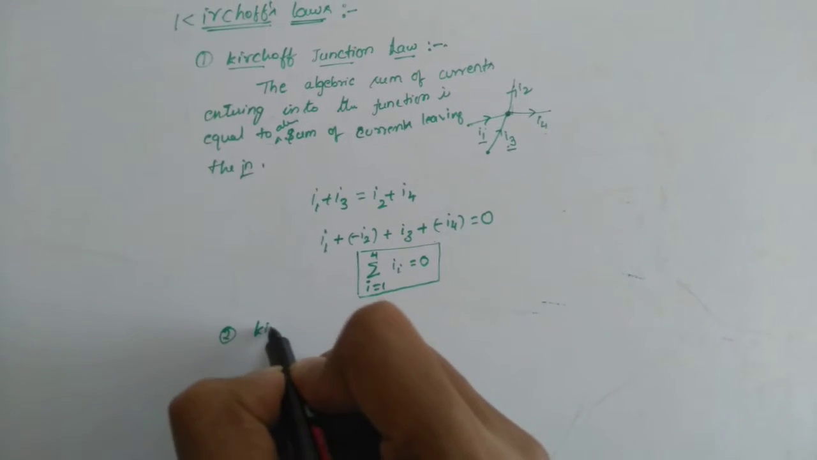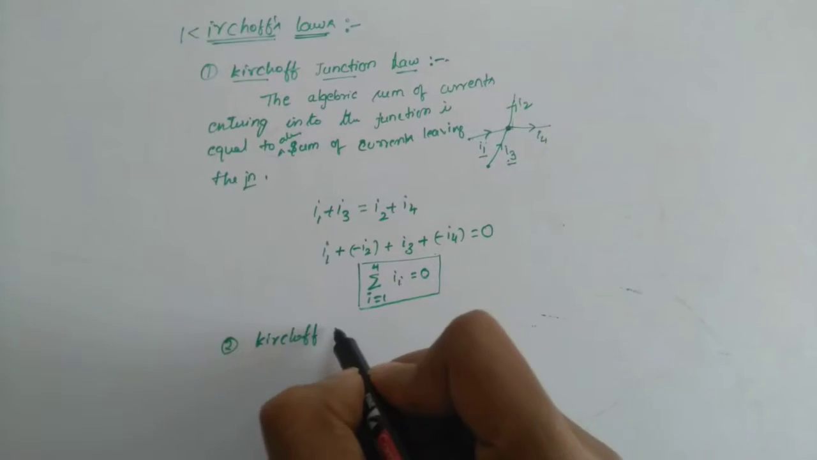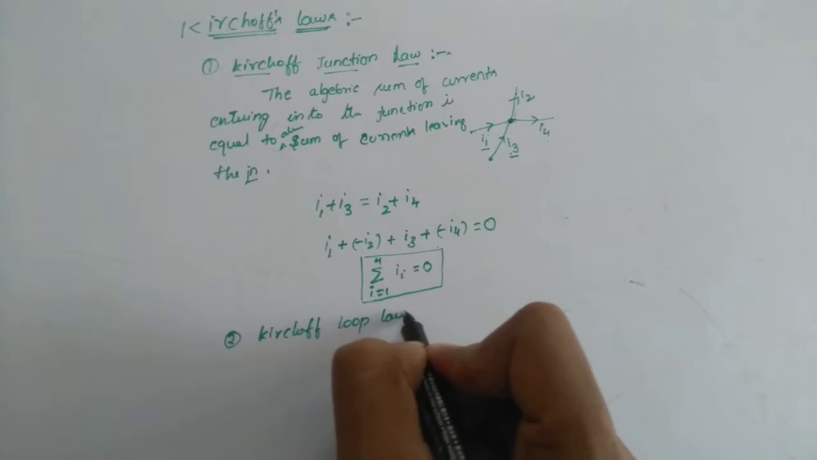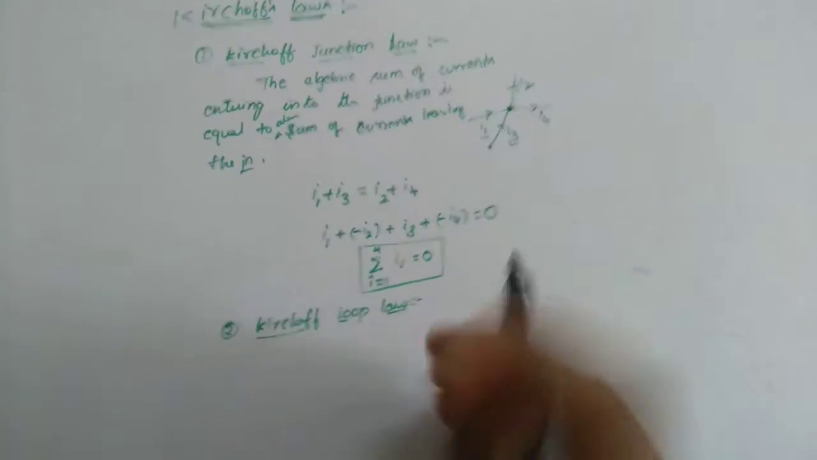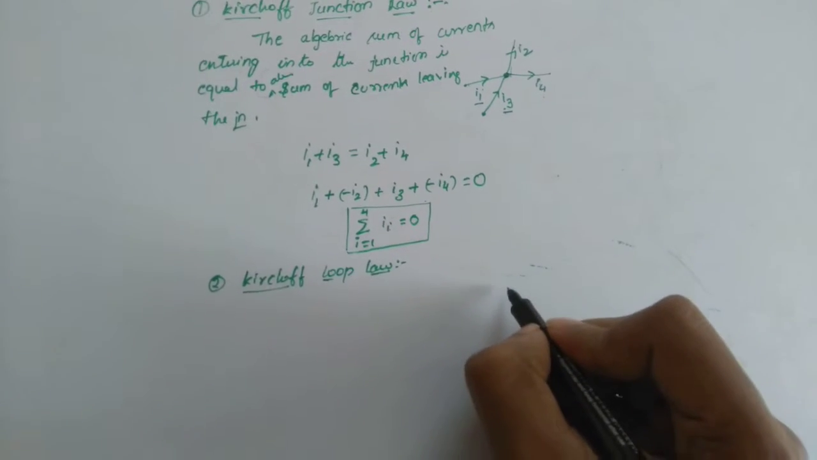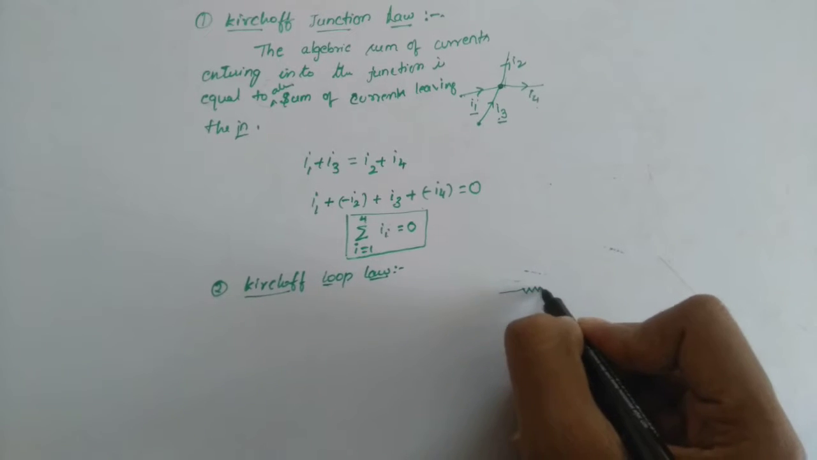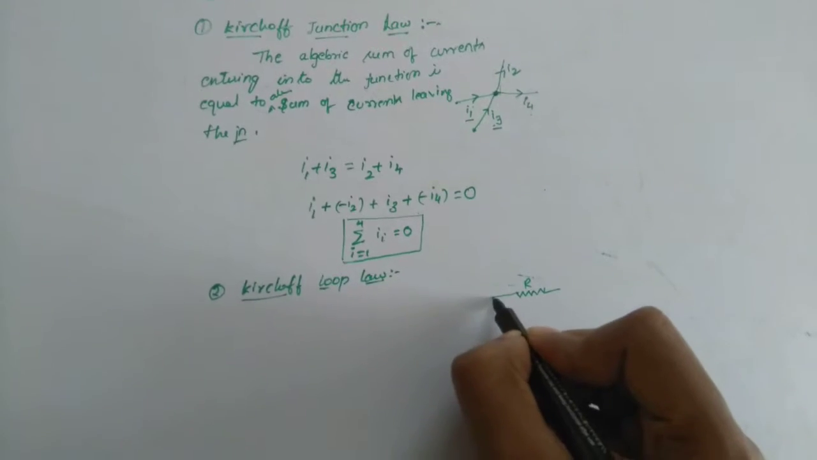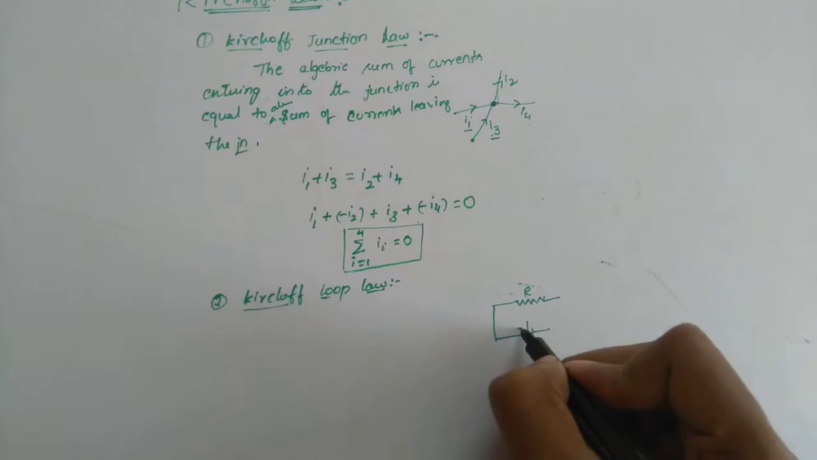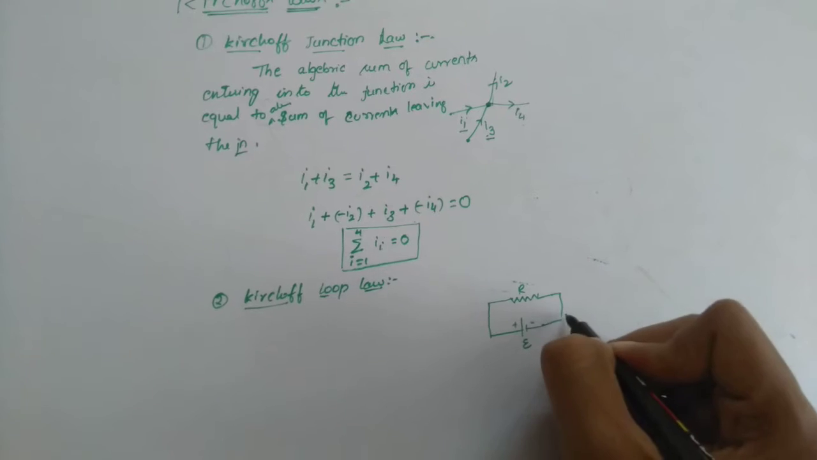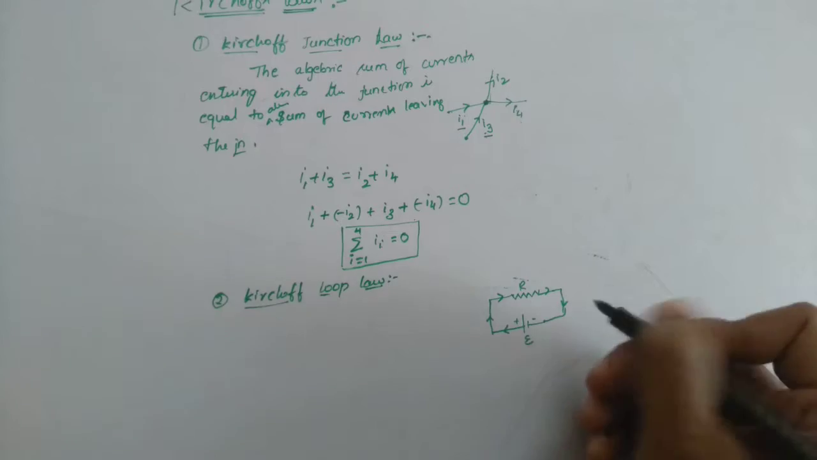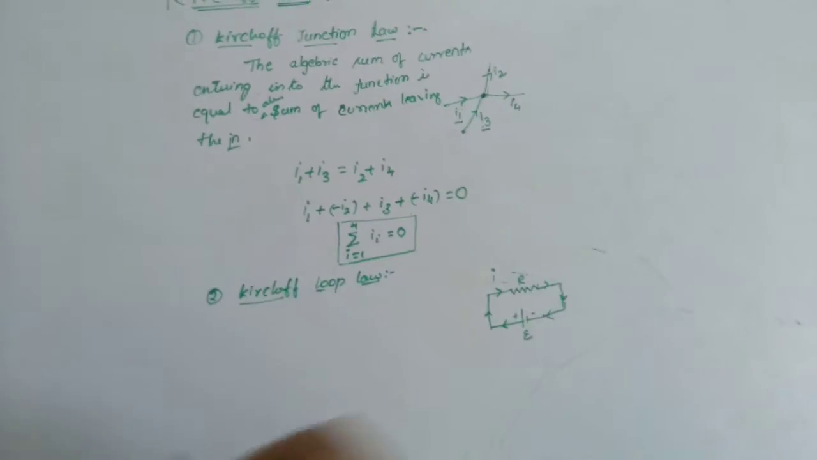And about Kirchoff second law, this is also called Kirchoff loop law. According to this law, let us consider a loop. Let us consider this is a resistor, and this resistor is connected to a battery of EMF E. Now current flows from positive to negative. Let us consider the current as I.